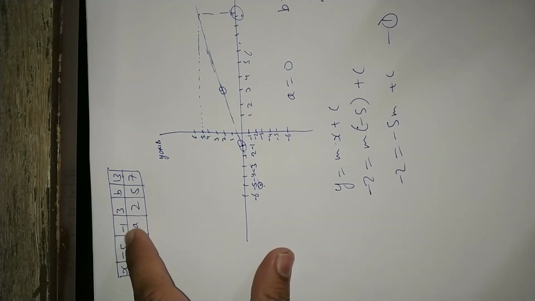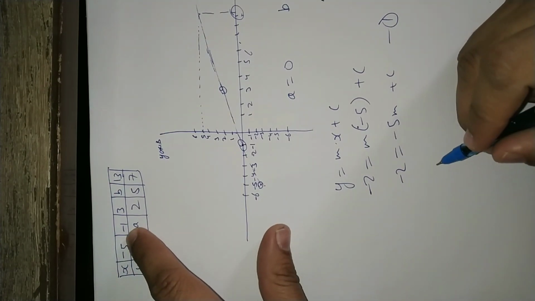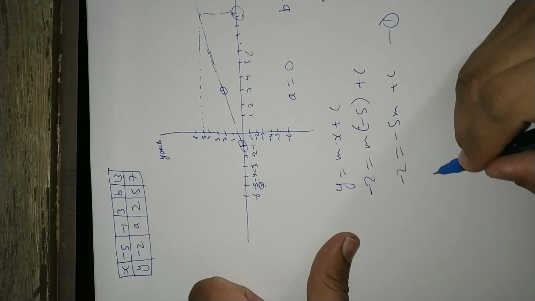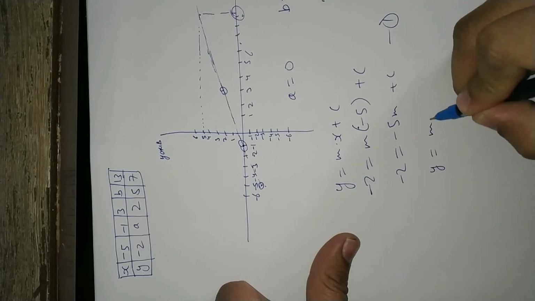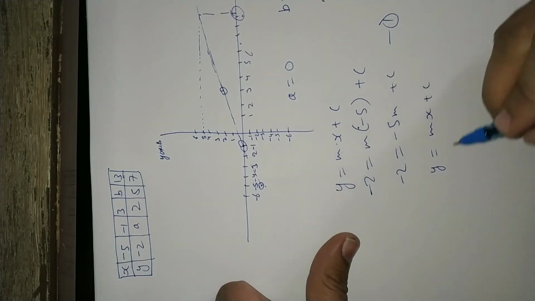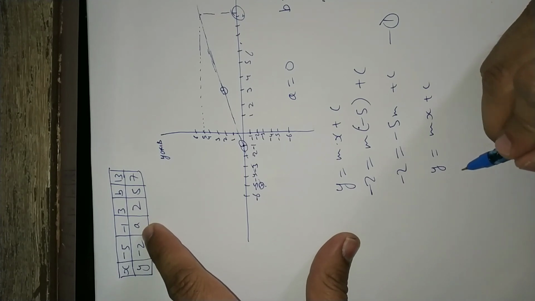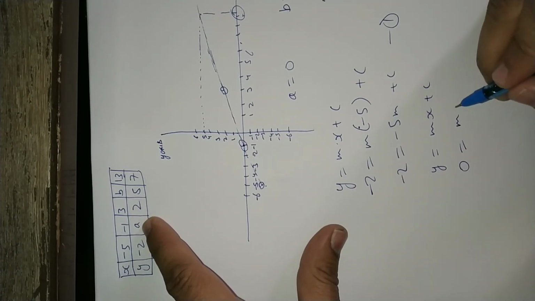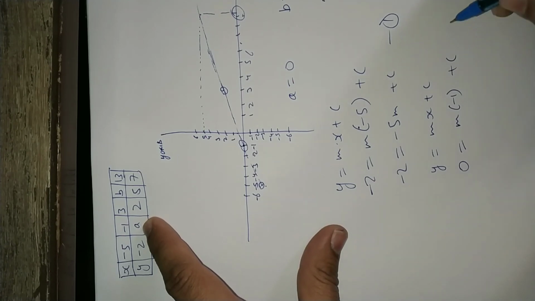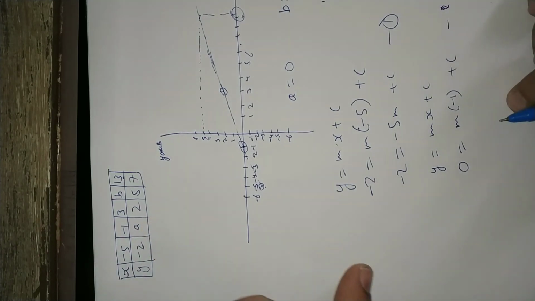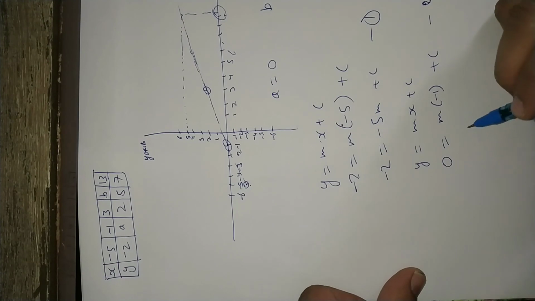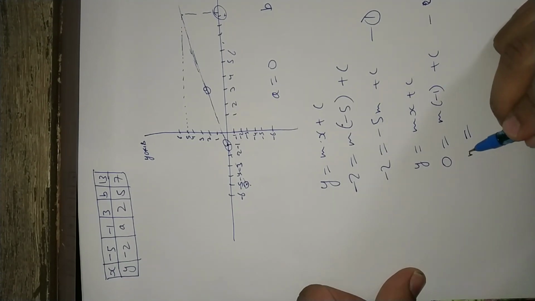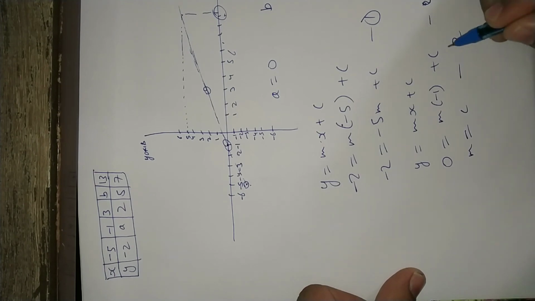Secondly, x is -1 and the value of a is 0. So y equals mx plus c. Again we will put in the value: y is 0 and x is -1, so 0 equals m times -1 plus c. From here we can make the second equation. So that is m is equal to c. So this is your second equation.